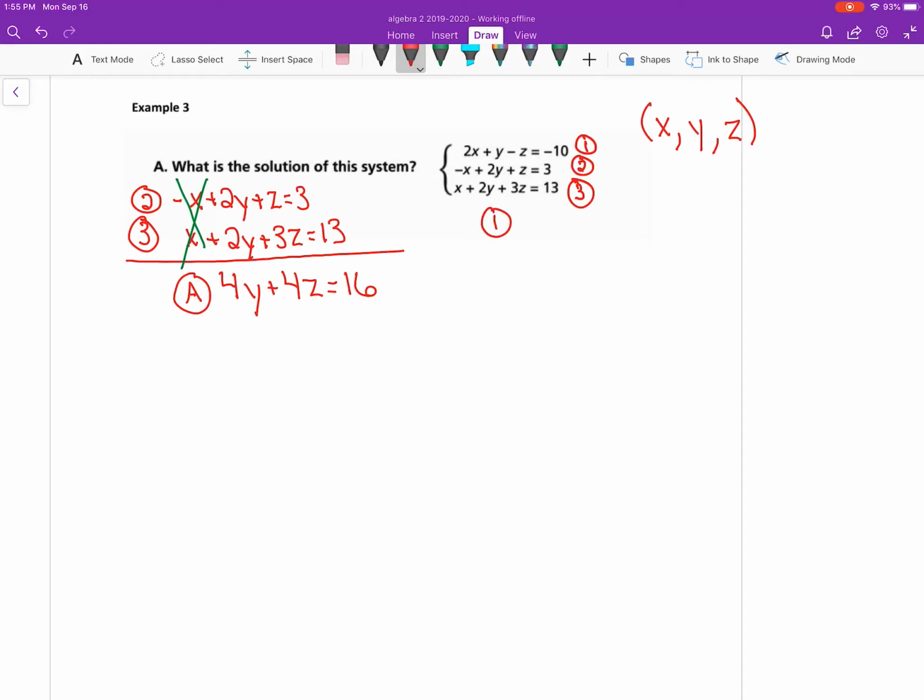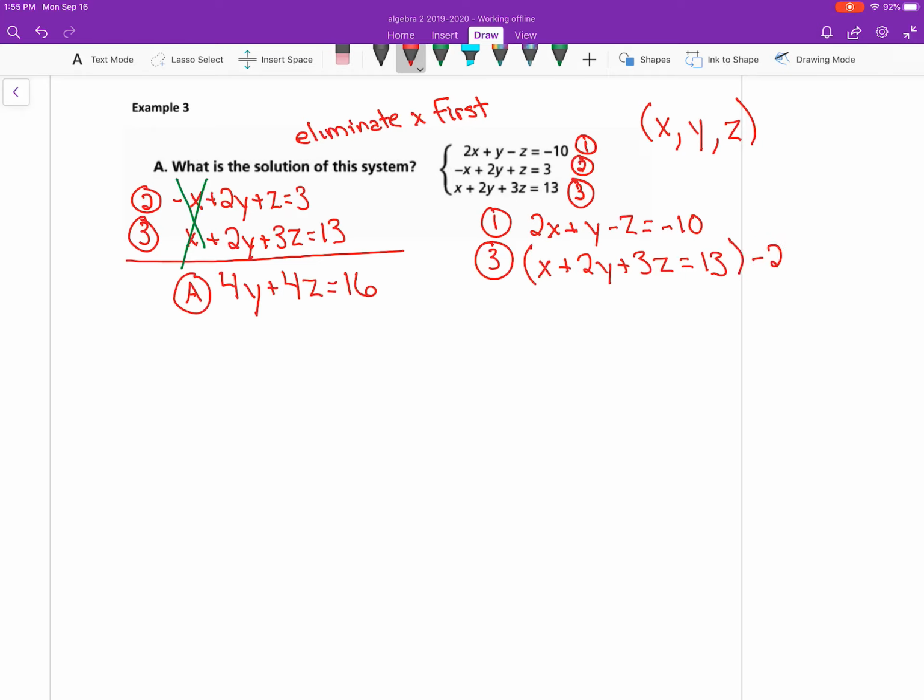Now I'm going to use equation 1 and equation 3, and I'm going to eliminate the same variable. I'm going to rewrite these. And you may remember from algebra, if I want to eliminate x, and I chose to eliminate x first just in this example only, you can eliminate whatever works for you. I need to multiply this whole equation by -2 because I want my x's to cancel.